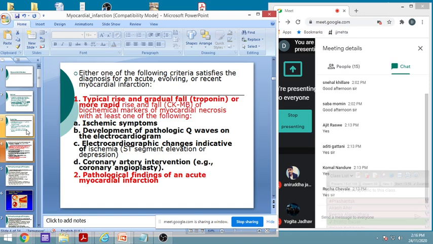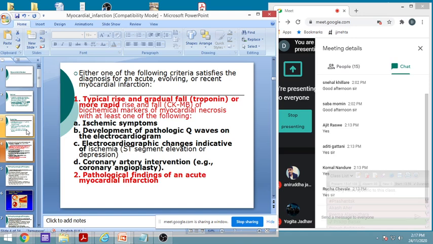Now what are the diagnostic criteria? How can we say that a patient has myocardial infarction? So there are various important tools, because we don't have much time, but in that time whatever is possible has to be done. So the first one is a typical rise and gradual fall of troponin.